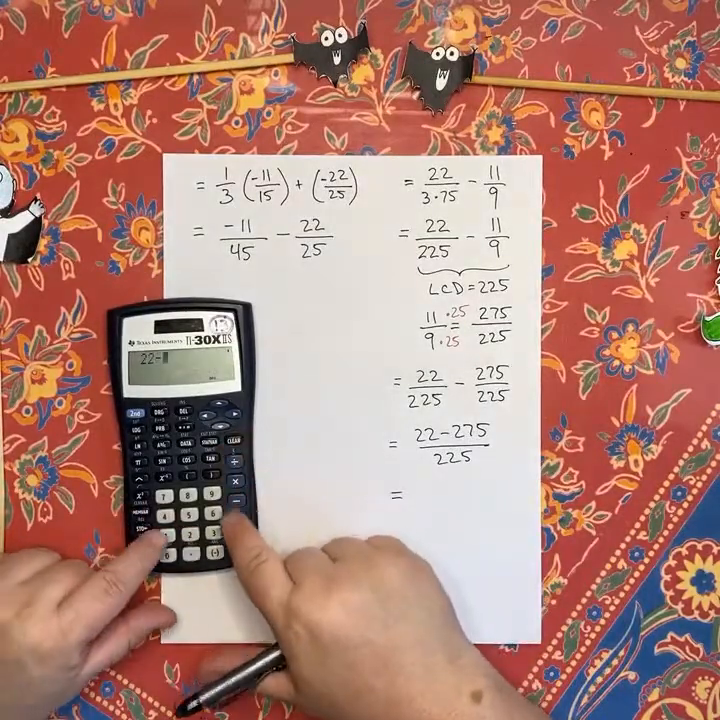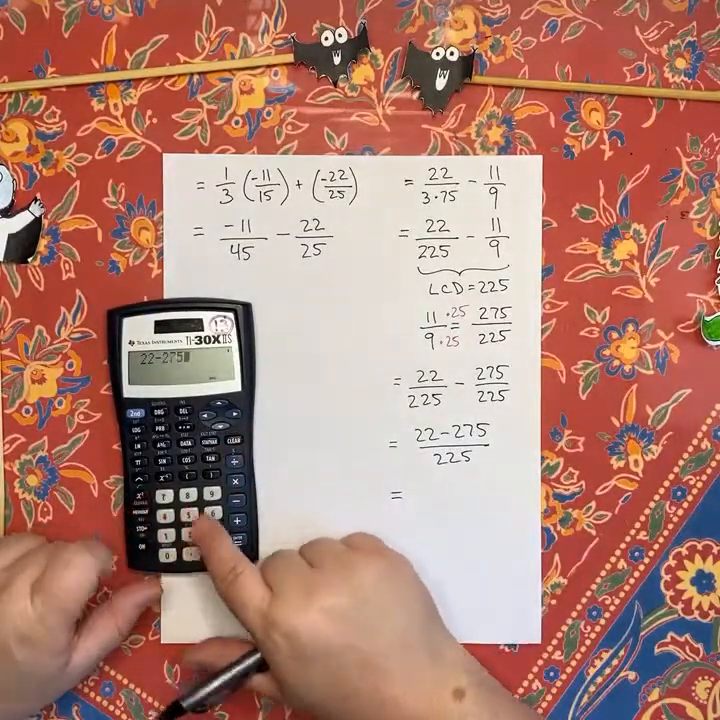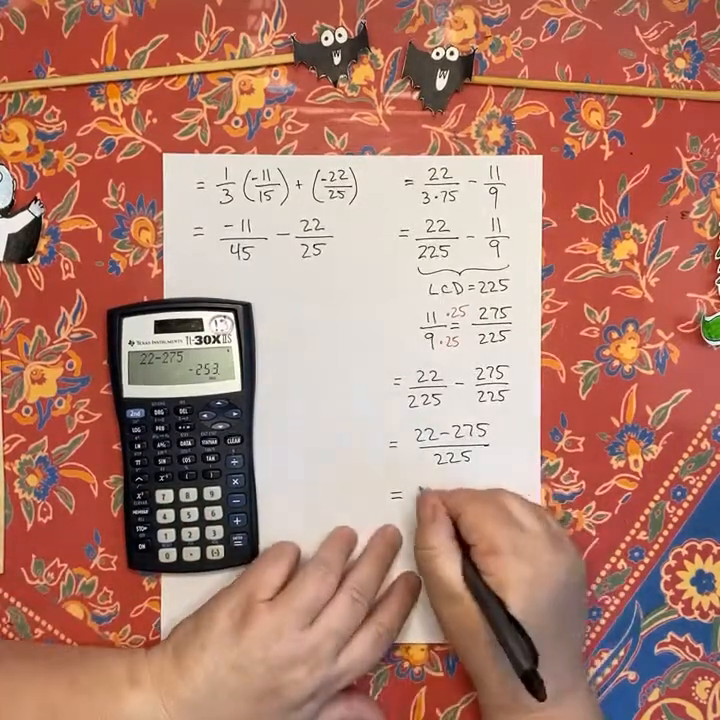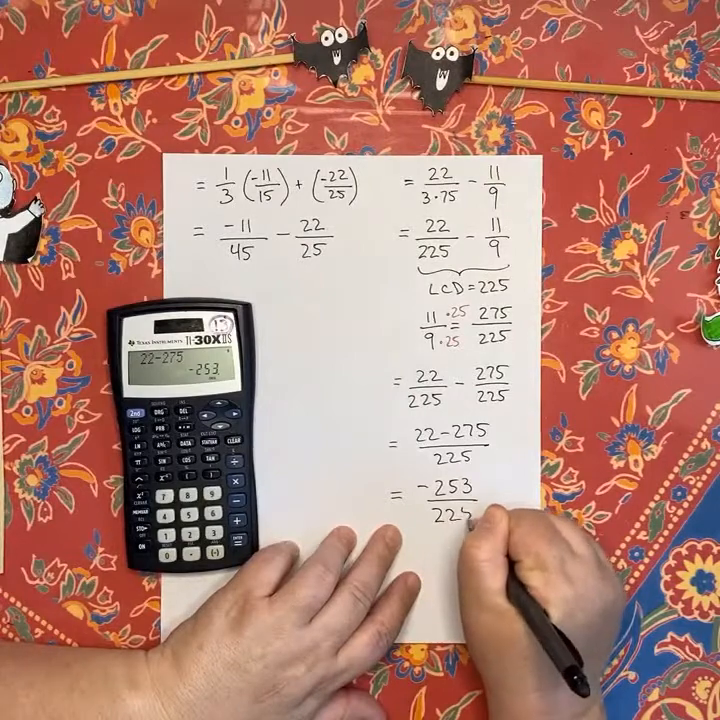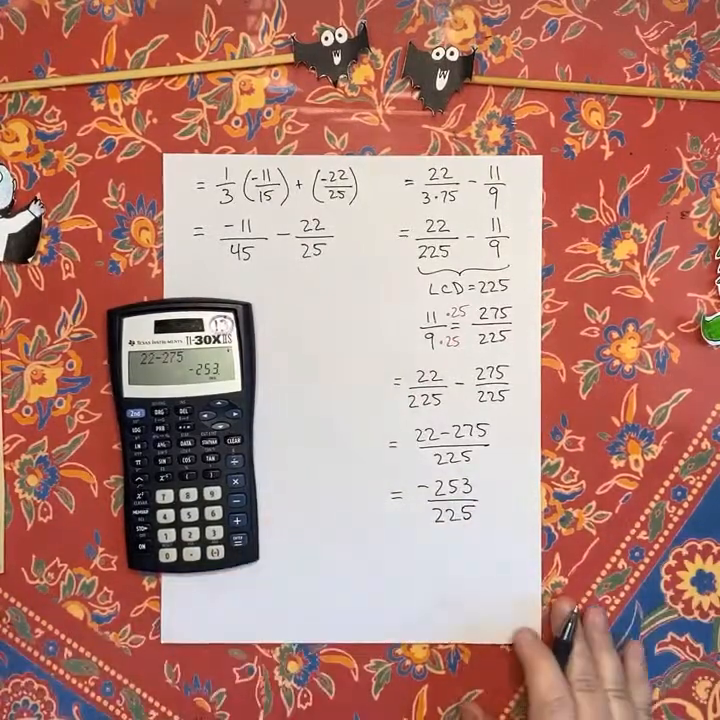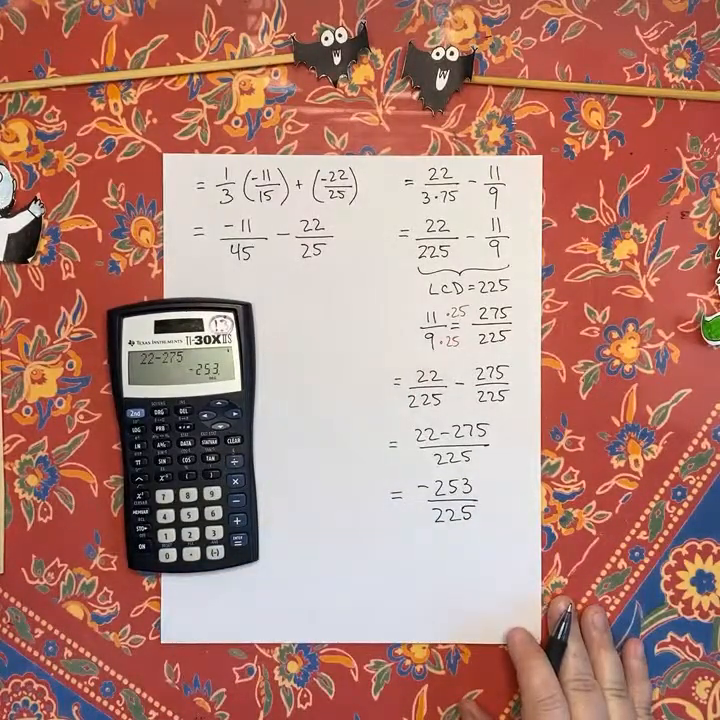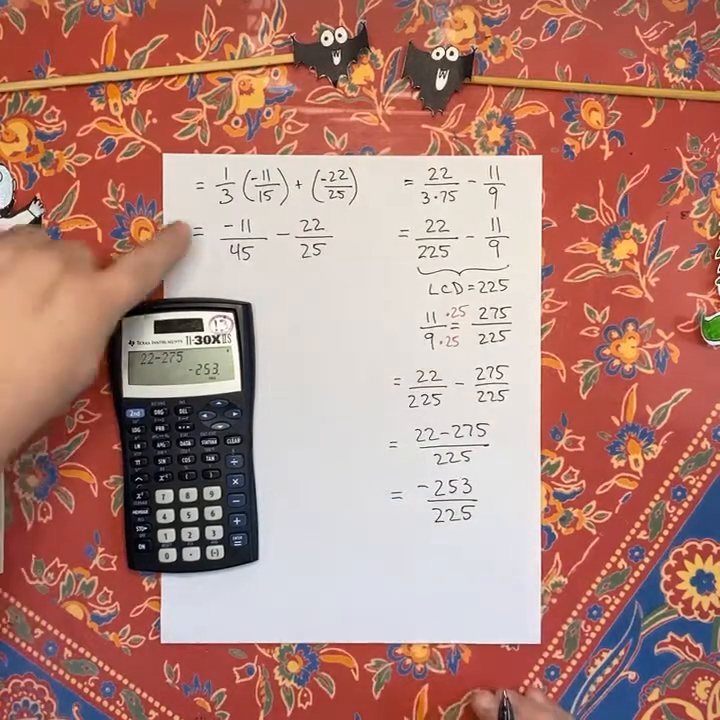22 minus 275 equals negative 253 all over 225. That's a number, isn't it? Okay, that's the number we're going to try to match over here.